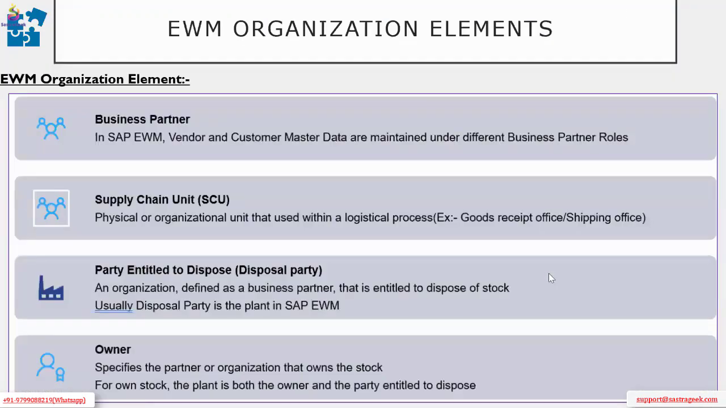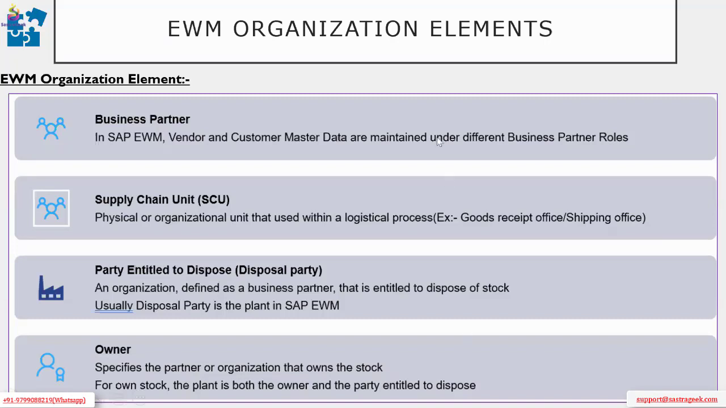But now in this particular one, we need to understand certain concepts like a business partner, a supply chain unit, a party entitled to dispose, and an owner. So these are the main elements that we need to make sure are clear.